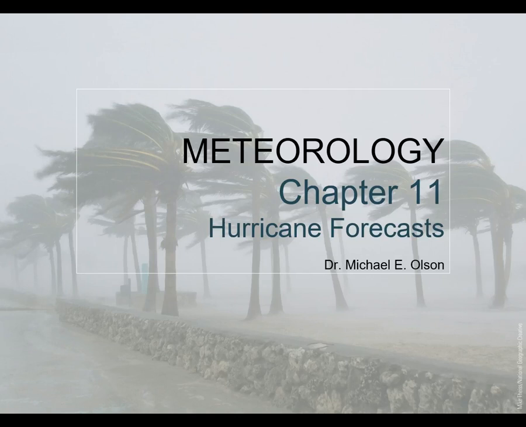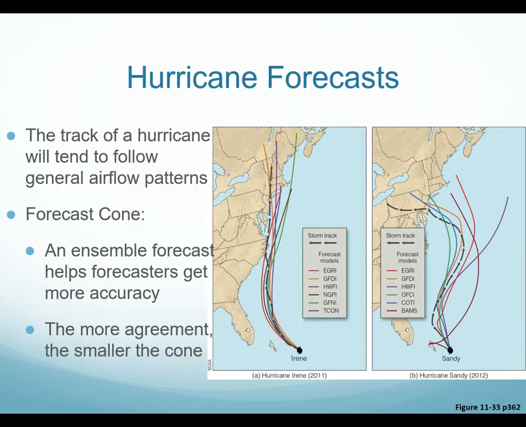Let's finish up our discussion on hurricanes by talking about hurricane forecasts. Now, how do you predict a hurricane? Well, the track of a hurricane tends to follow general airflow patterns. We talked about earlier that a hurricane will move from east to west as it follows the trade winds, and then will get caught by the westerlies and turn around. That's a typical pattern.